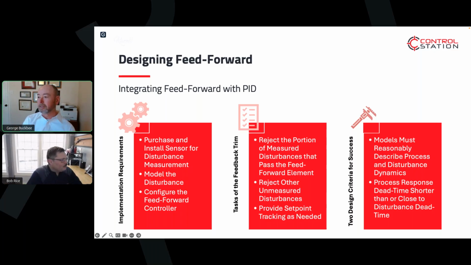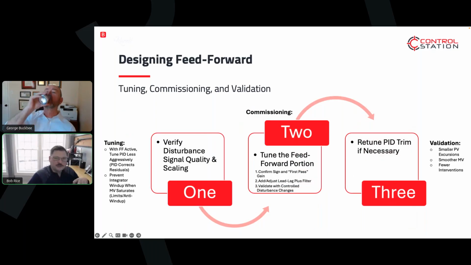Yep. And so when we talk about designing a feed forward controller, and if we want to flip to the next slide, Vera, just to review what George said, we want to make sure we understand the impact of and tune the feed forward controller. We want to commission it, and we want to just make sure the PID trim, the PID loop itself, is tuned right.